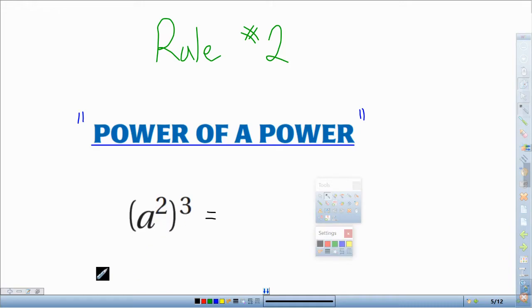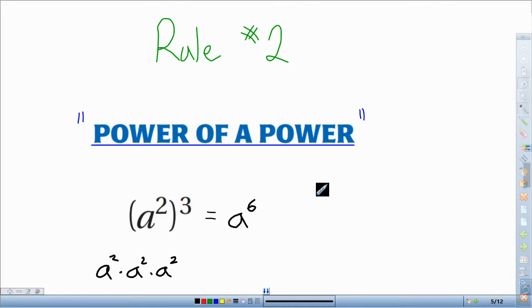A to the power of 2 to the power of 3, that would be a squared times a squared times a squared, right? And we know that when we multiply these together, that would give us a to the 6. So you can see that's why the multiplication rule works. So a squared to the power of 3 is a to the power of 6. And in your directions, let's just point out that's what we're going to do, multiply. So power of a power, multiply.